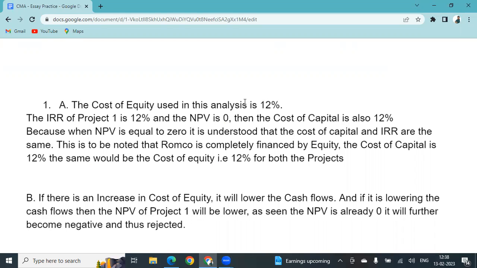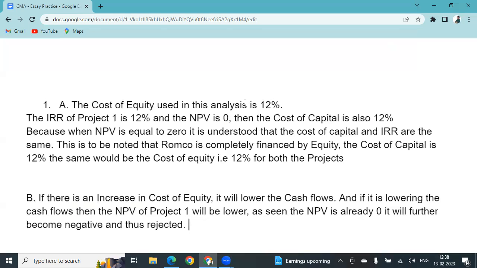The same goes with the other project 2. The NPV will go down. But if suppose it is going to be positive, then it is fine. But if it is going further down, then it is going to be negative. So that's with the project 2. Now I'm not writing that down. You guys can go ahead and write it.